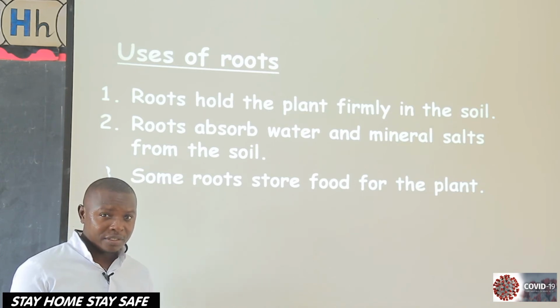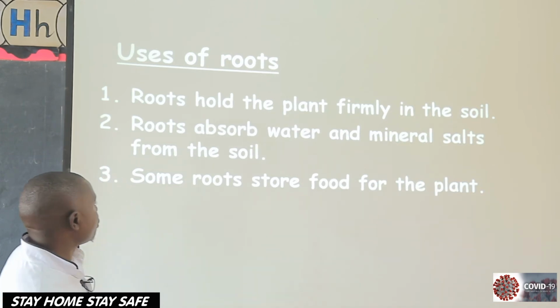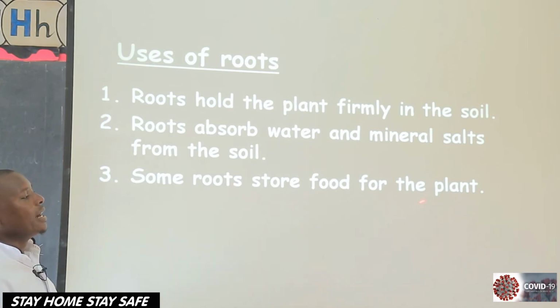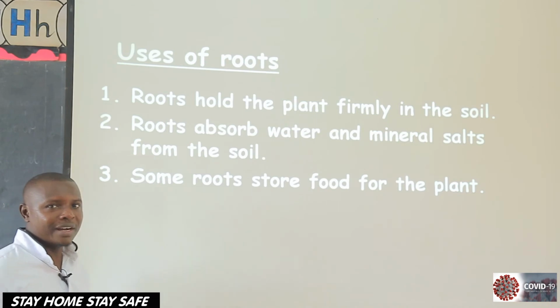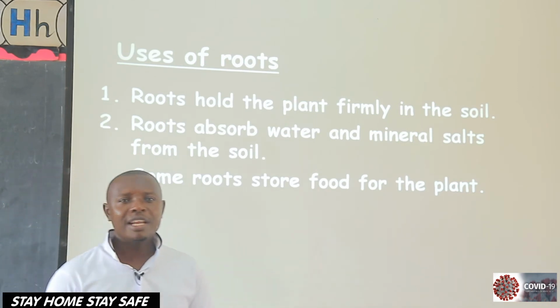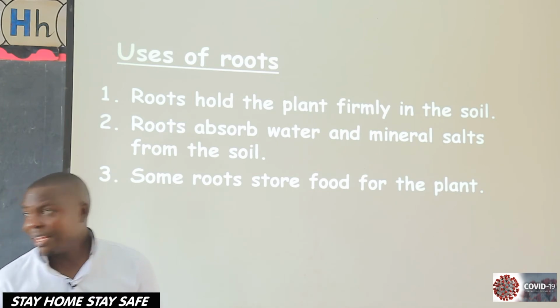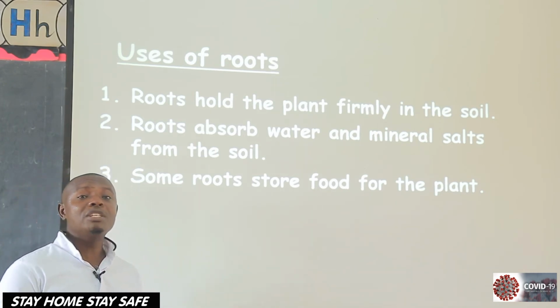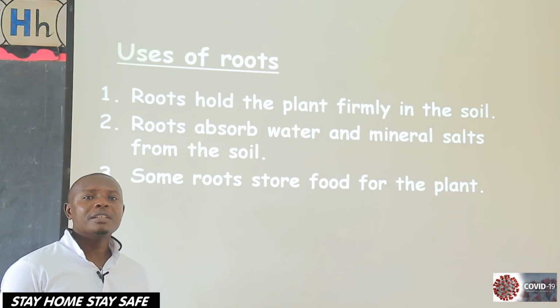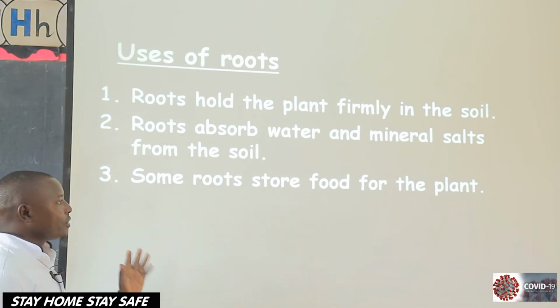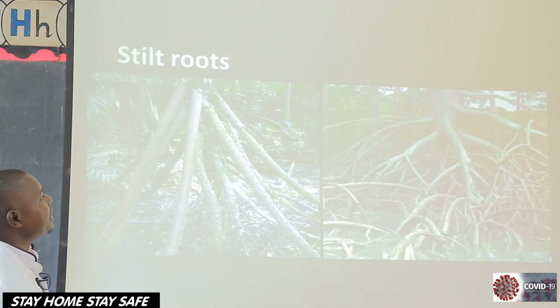Okay? Children, let's continue. So we have some roots that store food for the plant, like cassava, like sweet potatoes, like some yams. We can find some other crops like beetroot, like radishes. They store their food in what? In roots. So roots are very important to a plant.